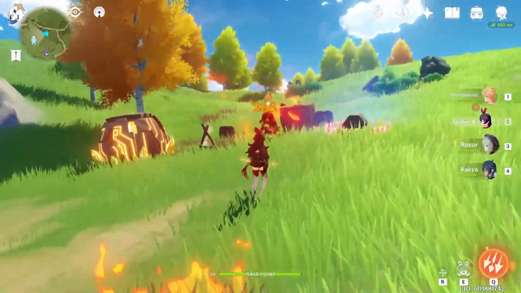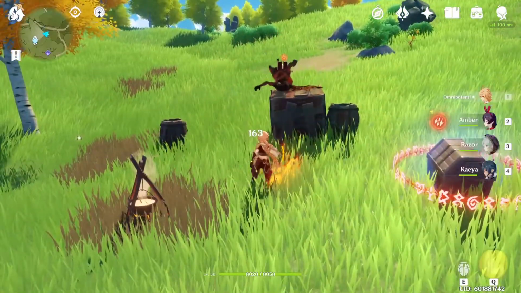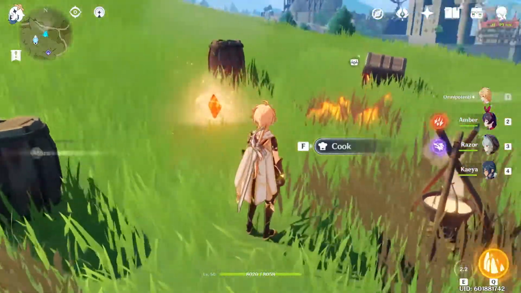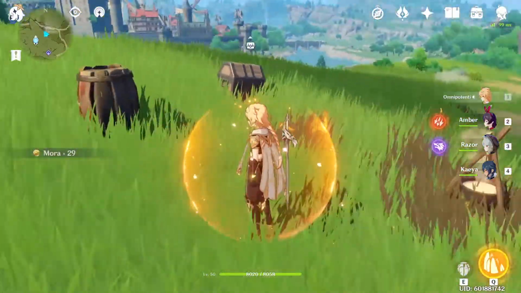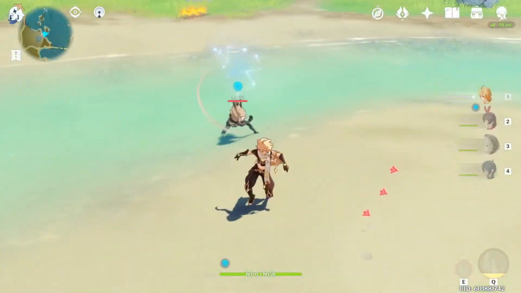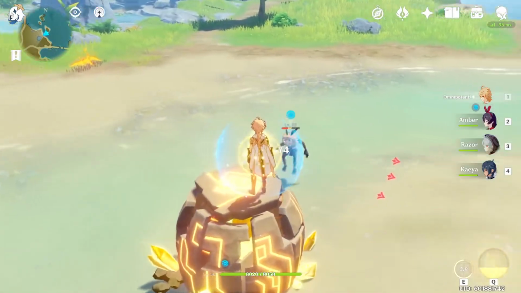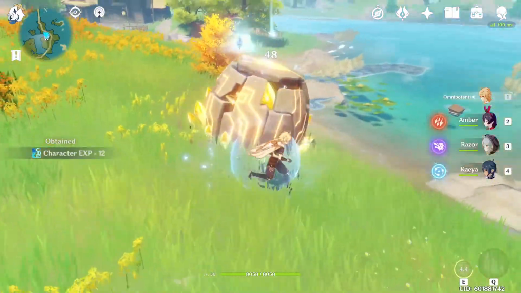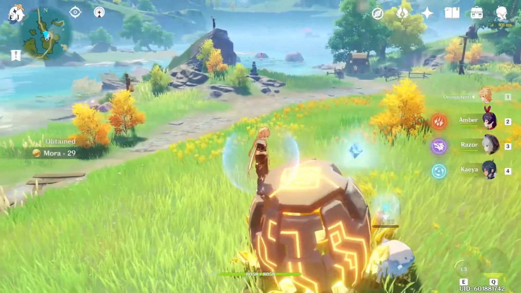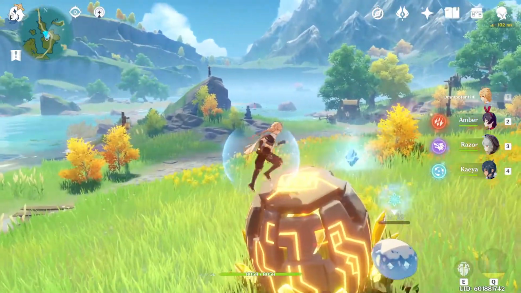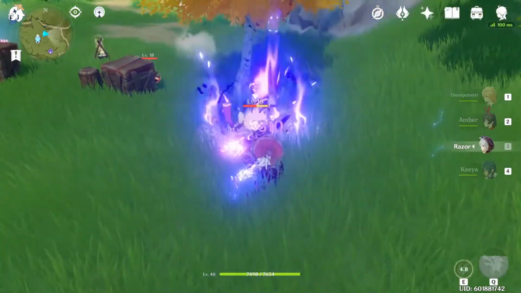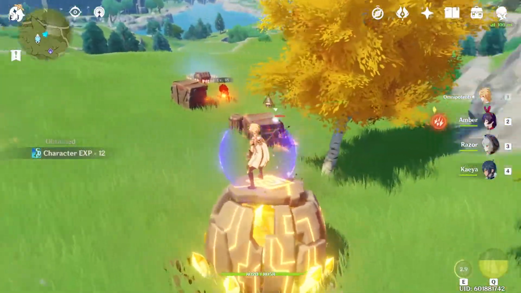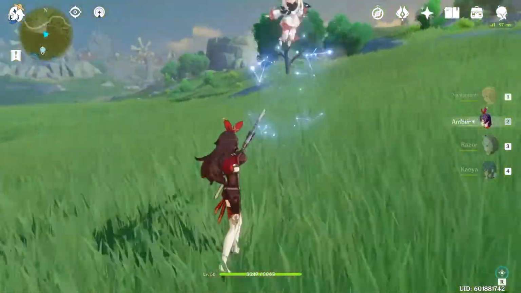Now here we have an example of Crystallize. So we used Amber to cause Pyro, and then we have the Traveler, who is resonating with Geo, who used his elemental skill and caused that shard and then the shield of Pyro. This is the same thing, except it's a shield of Hydro, and this crystallizes again and becomes a shield of Cryo. And here we have one final Crystallize example, which is the Crystallize with Electro causing the purple shield.